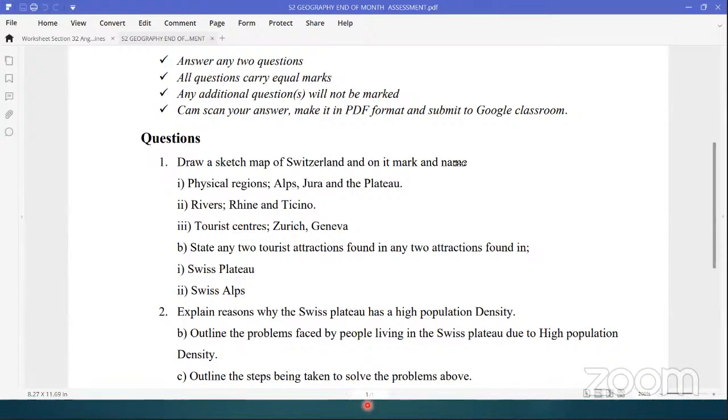Plateau has fertile soils which favors arable farming. Thank you. Swiss Plateau has fertile soils. That one has already been mentioned, but thank you. It favors arable farming. So many people go there to carry out agriculture. Thank you. Let me see people who have not given in their.